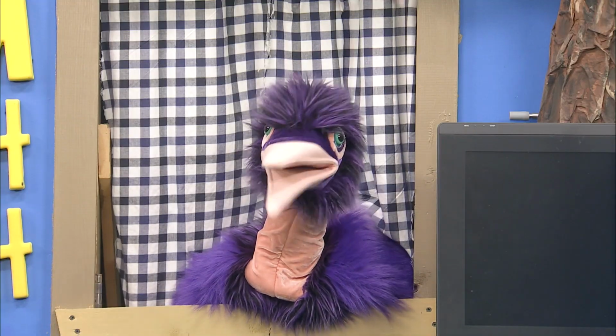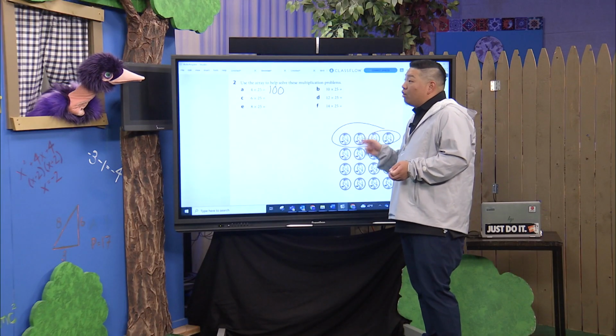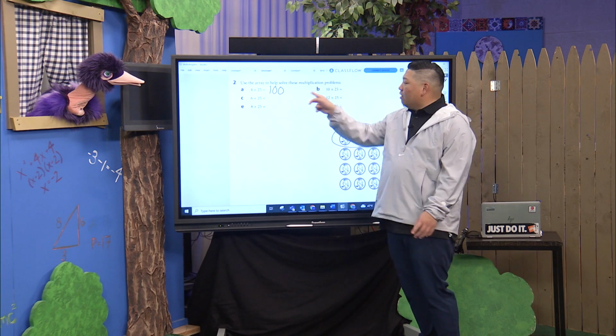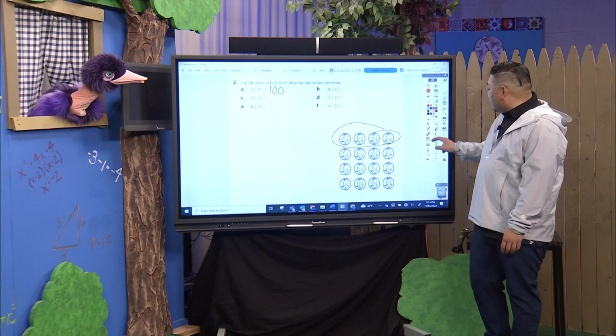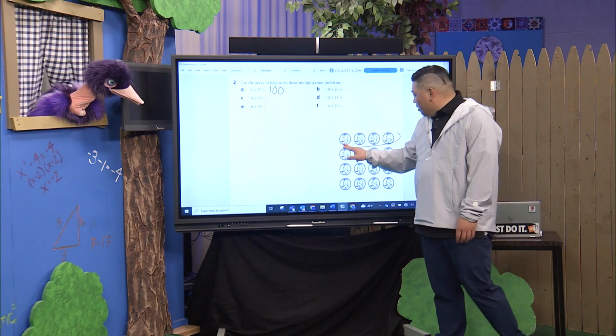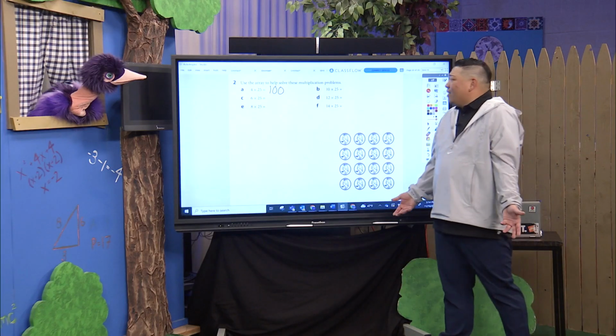Let's start with the first one, which is 4 times 25. Well, we already said that 4 groups of 25 equals $1, 100 cents. So right now we're using our understanding of the quarters to help us solve some of these multiplication problems, which aren't actual decimals, but we are using that idea of 25. The next one is 10 times 25. Oh, you're right. I went down instead of over. No one's judging you. So help us figure out 10 times 25.